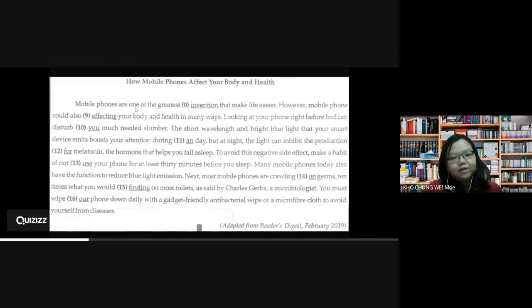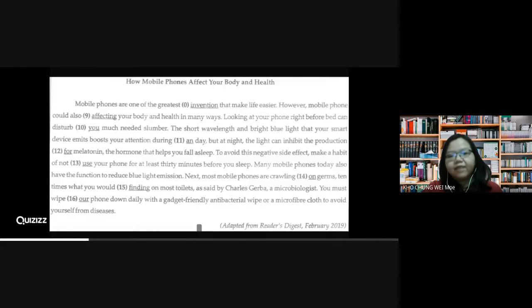So for example, the first one, the one with the 0 here: mobile phones are one of the greatest invention that make life easier. What is wrong with this is the word invention is in the singular form. If you notice, the word after that is make, so that's one clue showing that this is plural. The word make is a plural verb. So therefore, you need a plural subject, inventions, with the S.